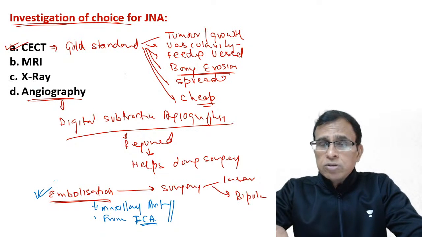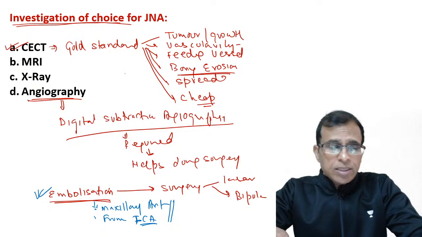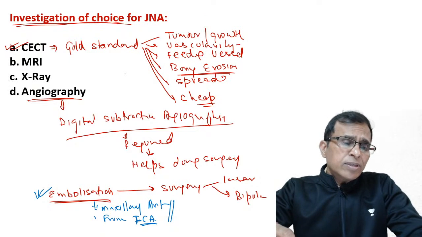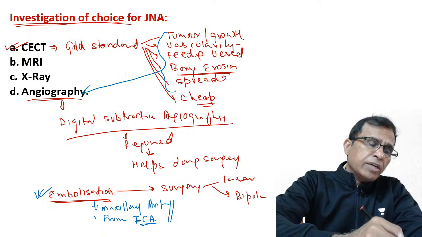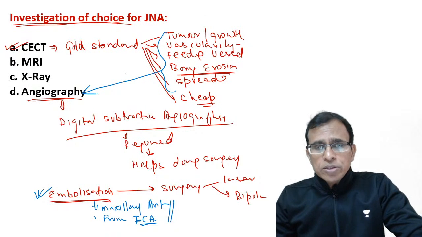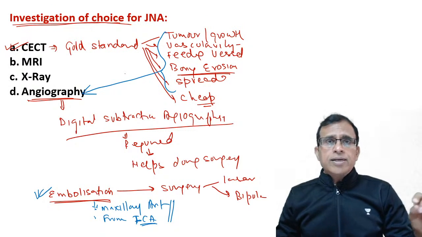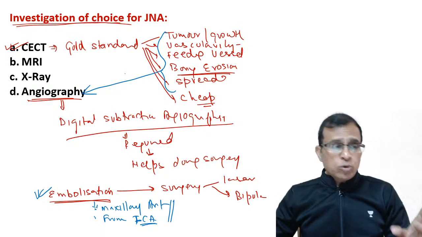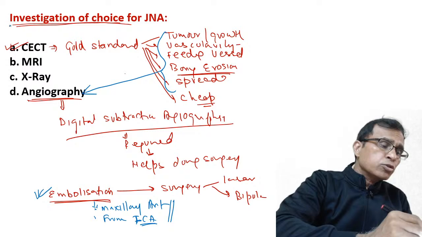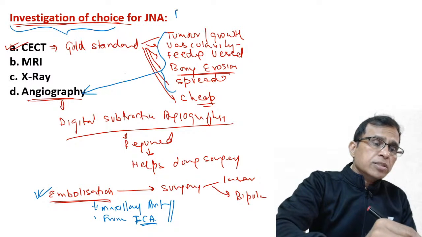And I told you it's a costly procedure. It's also slightly risky. Not only this, it can also tell you a lot of information. So think about this: when you suspect a patient of angiofibroma, to diagnose, investigation of choice. Investigation of choice means for diagnosis.